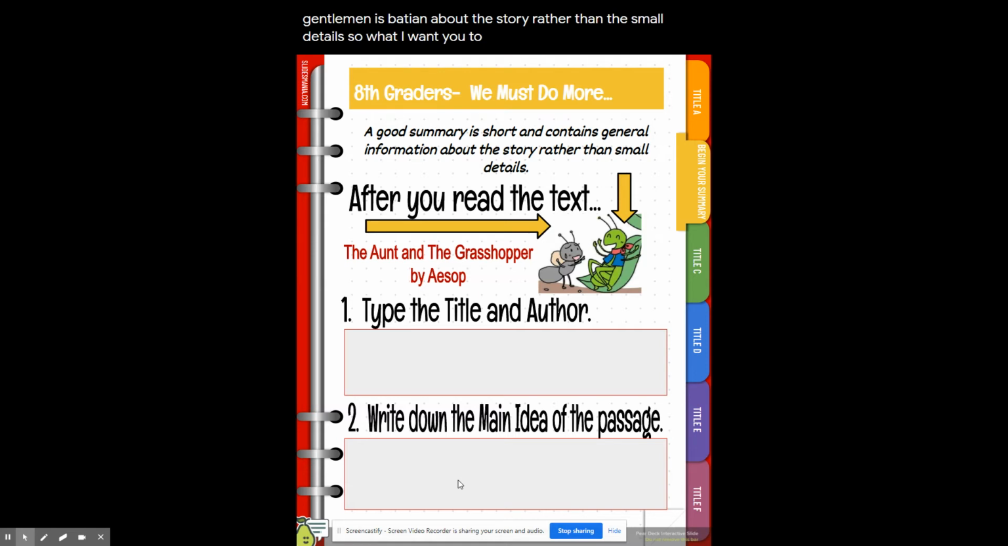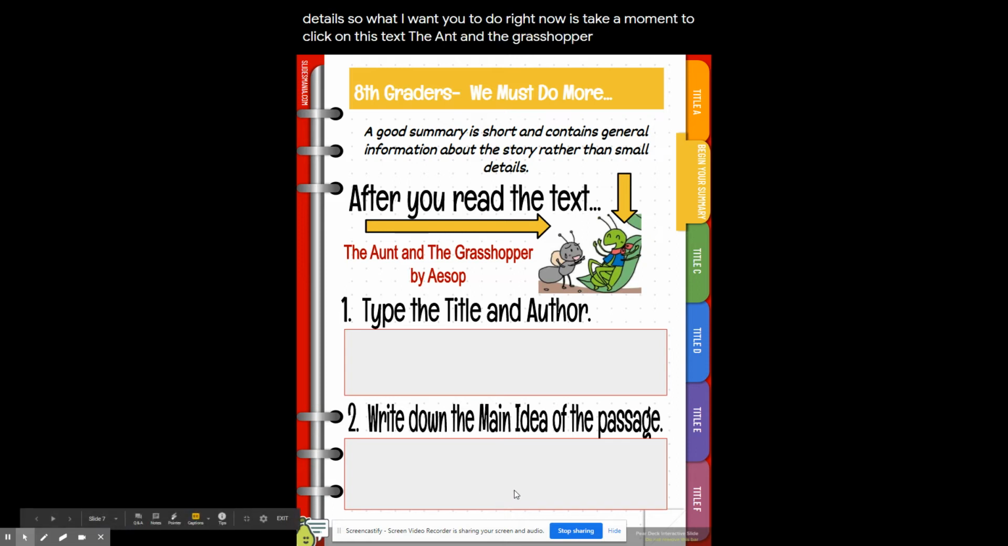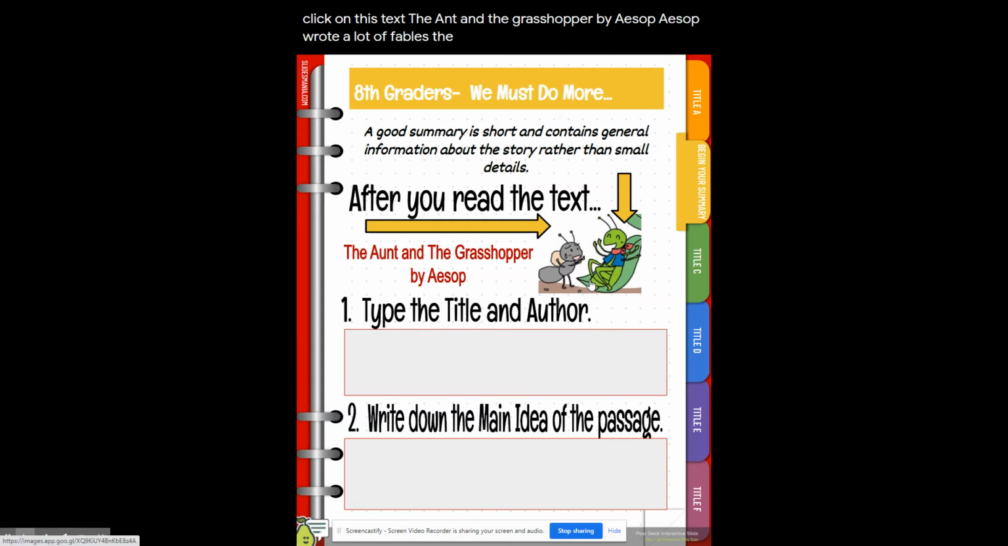So what I want you to do right now is take a moment to click on this text, The Ant and the Grasshopper by Aesop. Aesop wrote a lot of fables. The Ant and the Grasshopper was a fable. I want you to type the title and the author in the passage on the PearDeck prompt that's given for you to write. Type the title and the author, and then I want you to jot down that this is a fable. After that, I want you to read and watch the fable that is read to you and write the main idea of the passage.